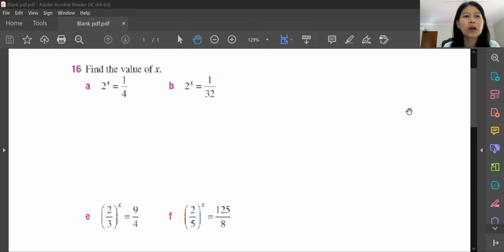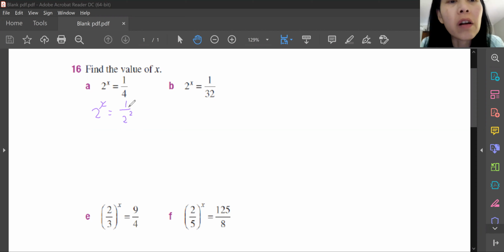Okay, guys, we are going to talk about how to solve equations involving indices, especially negative indices. There are multiple ways to solve it, but I prefer to use this method. I prefer to change them into the same base. Have you recognized 4 can turn into base 2? Yeah, you do? Okay, great. So 2 to the power x is equal to 1 over 2 squared.